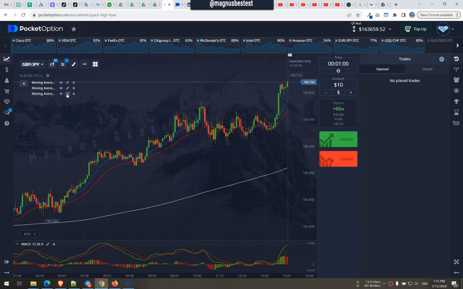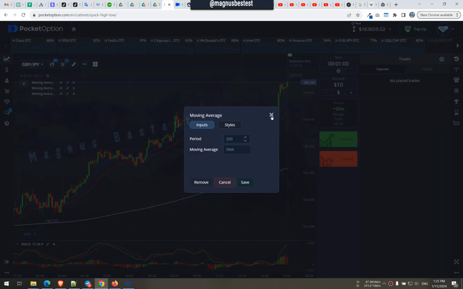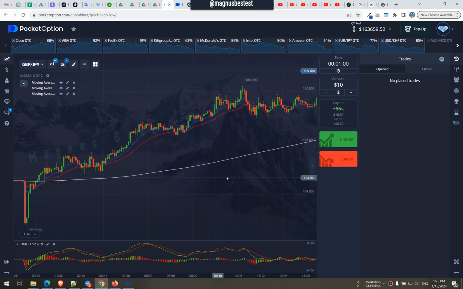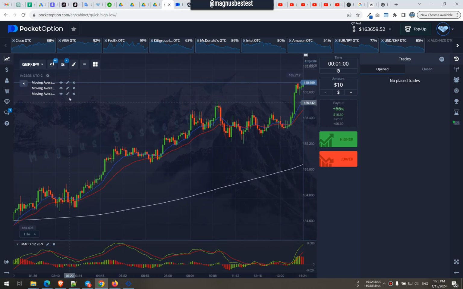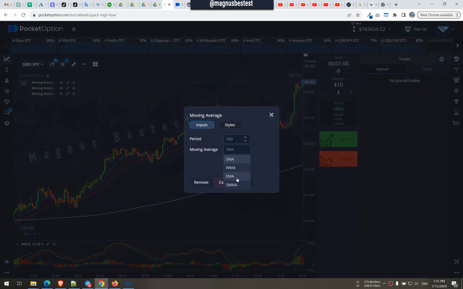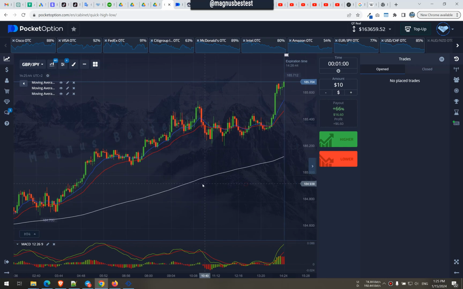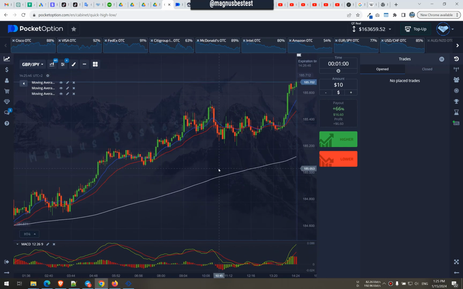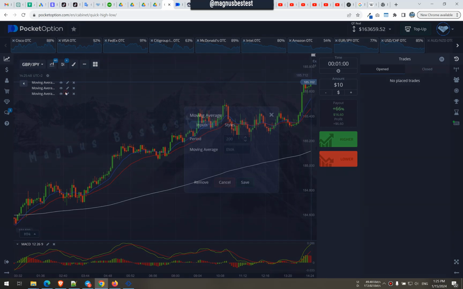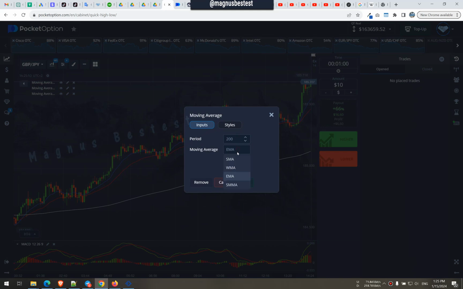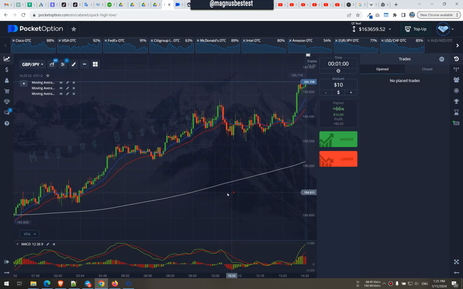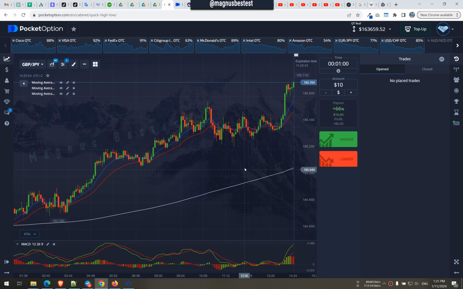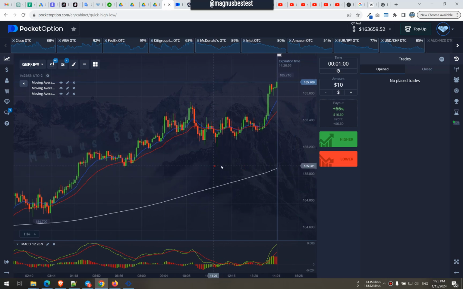And here we have the 200 simple moving average, because why not? It just doesn't matter. Let me show you how it looks with exponential. Basically very similar. Let's put it simple. Okay, let's keep things simple.